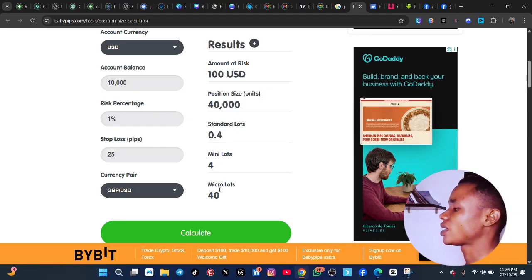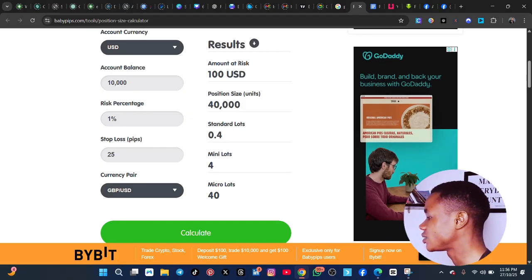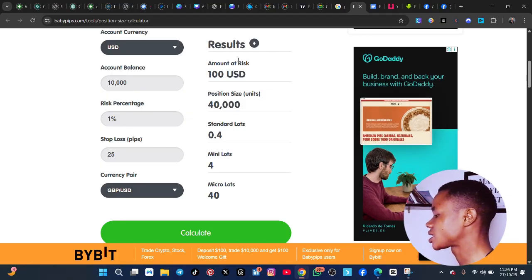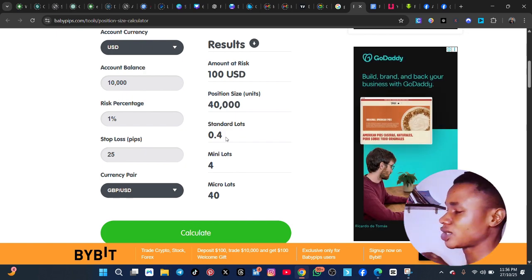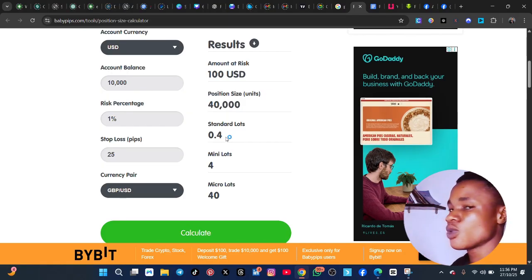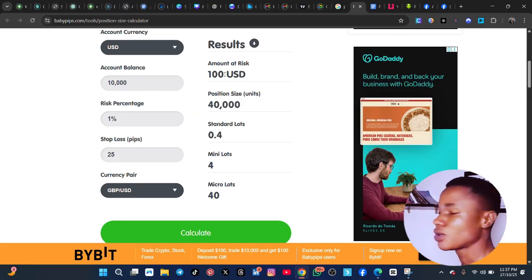Every other thing here is not valid. The most important thing here is the amount at risk, the amount you are risking on the account, and the standard lot size you're supposed to use. So if I'm taking this trade, I'll now go to my trade and place the trade using the lot size, and then I'll use 1% of the account, and of course I use 25 pips of loss. So if that trade did not go my direction, I'm losing only $100.